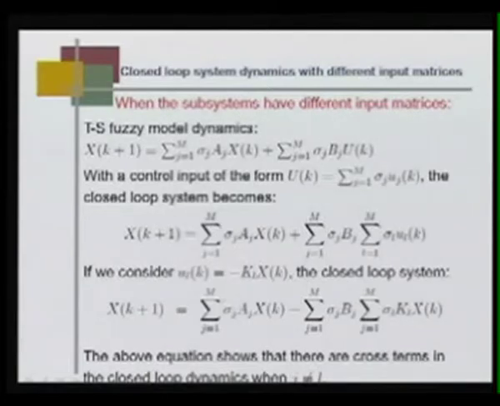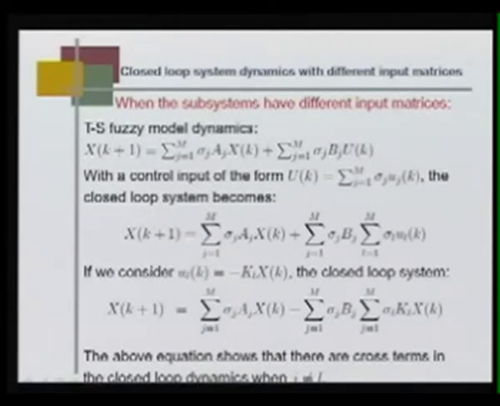This part I will not talk about, because this simply says that when the subsystems have different input matrices, then the closed loop is different. If I design u(k) for the individual systems as minus K_j x(k), then x(k+1) is given by this particular term, and you see that here we can't represent it the way we represented it before. The reason is that the above equation shows that there are cross terms in the closed loop dynamics when j is not equal to l.